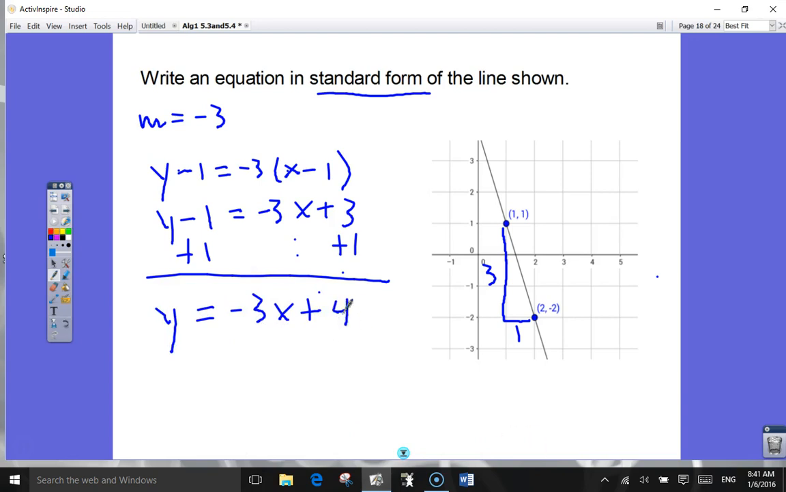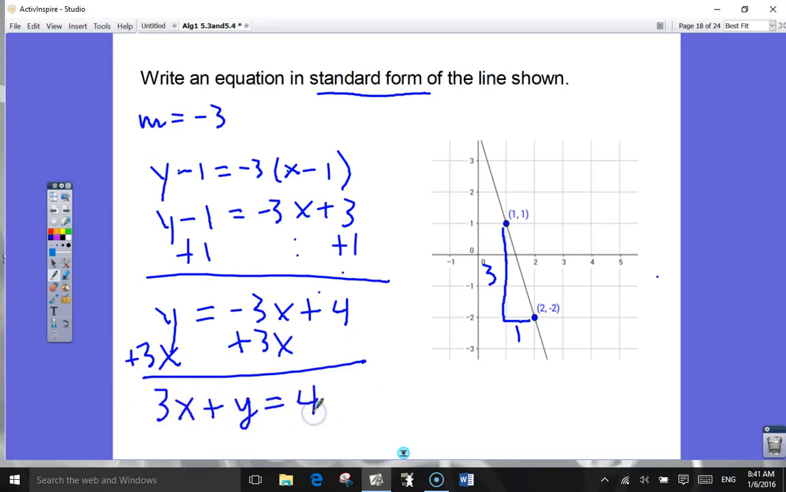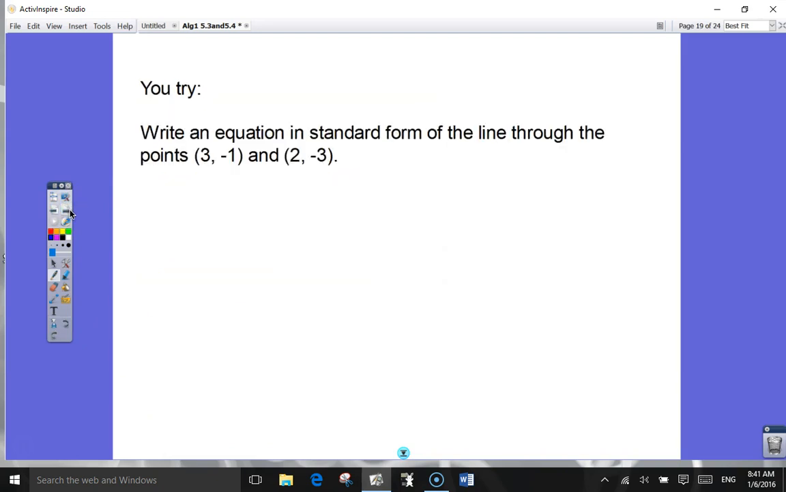And now we need the x term to go to the left. How do I do that? How do I cancel a -3x on the right? Add 3x, right? So add 3x to both sides. 3x plus y equals 4. Done. That's standard form. So if you're asked to put it in standard form, you have to start with either slope-intercept or point-slope and then do that. So try, I think there's one more, try to do the same thing with that.